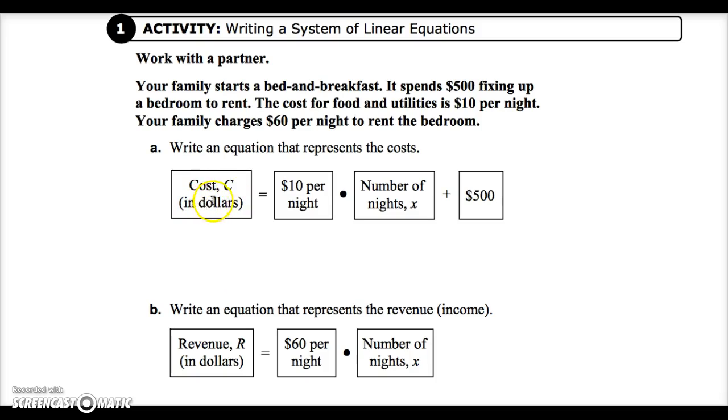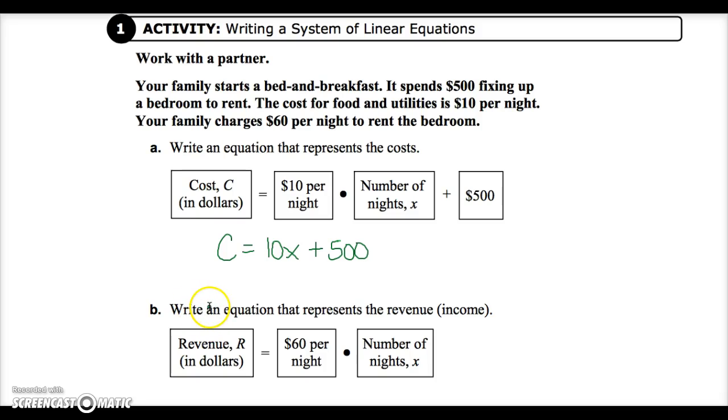The first equation is for the cost, what it costs to run the place. So cost in dollars, it said it costs $10 per night, so that's 10x. And then you had that initial investment of $500 to fix it all up. So here's your first equation. Now that C could also be a y. If you wanted to make it a y, that's fine.